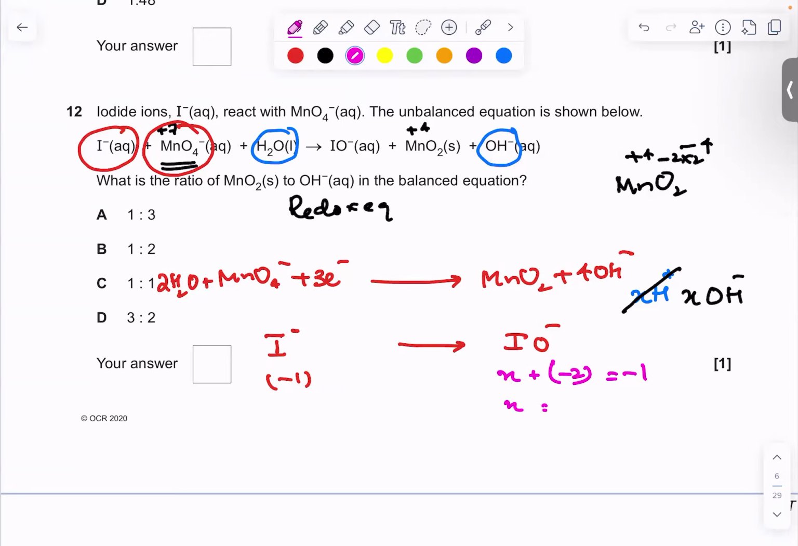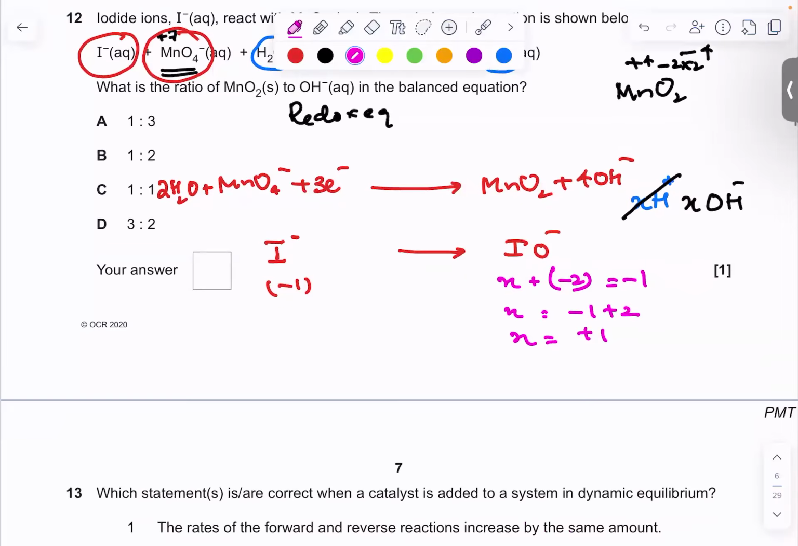So X is equal to minus 1 plus 2. So X is equal to plus 1. Just a minute. X minus 2. Yeah, so X minus 1 minus 2. So X minus 1 plus 2, X is equal to plus 1. If we do it the other way, that is negative.